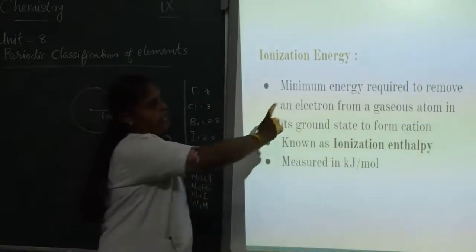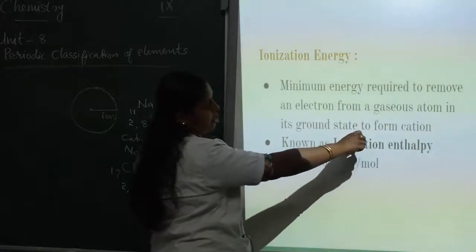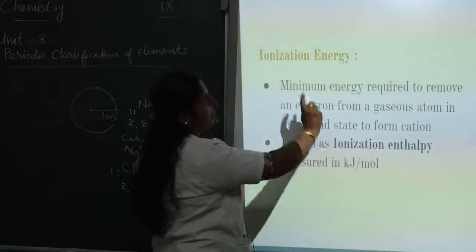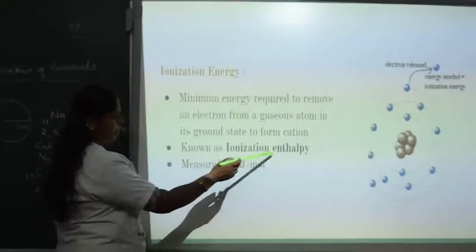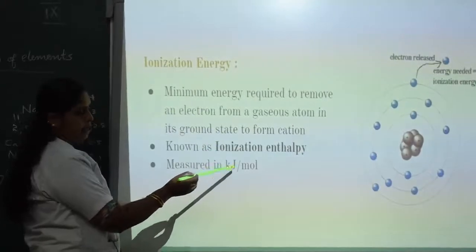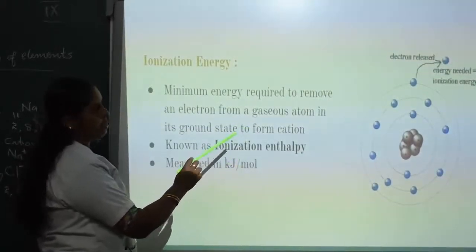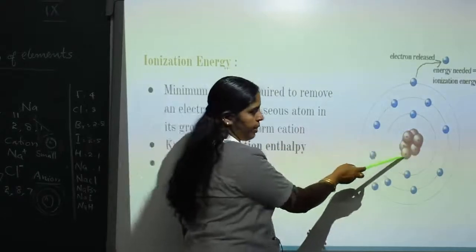The minimum energy required to remove an electron from a gaseous atom in its ground state to form a cation is known as ionization energy. Otherwise, it is known as ionization enthalpy. Ionization energy is measured in kilojoule per mole. What does ionization energy mean? Here, the nucleus is present at the center of the atom.